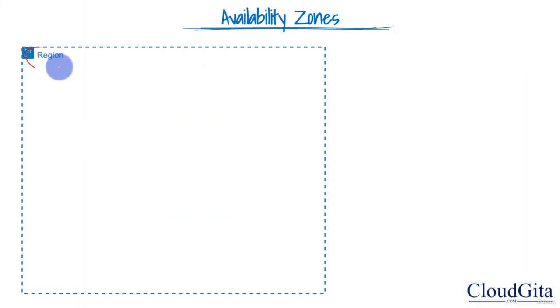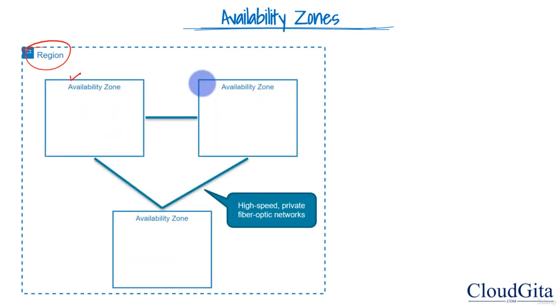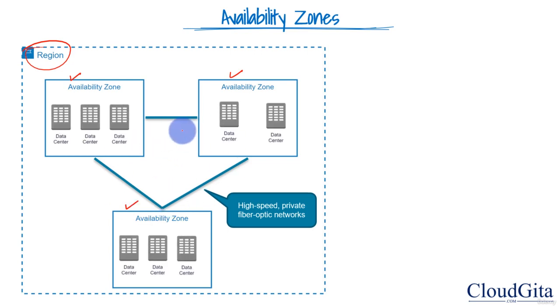So for example, we have this region here. Within this region, we may have multiple availability zones. We may have 3 or more than 3 availability zones. Each availability zone will have 1 or more data centers, right? So data centers group together into availability zones, and availability zones group together into a region.